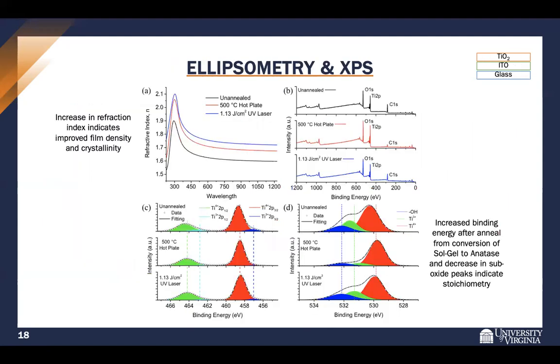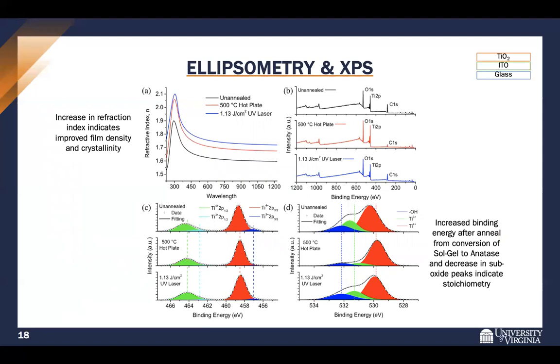I also did some ellipsometry and X-ray photoelectron spectroscopy to characterize the films. On the top left, you can see the ellipsometry results. Basically, what this indicates is that there's an increase in refractive index, indicating an improved film density and crystallinity that's comparable to the hot plate annealed film.